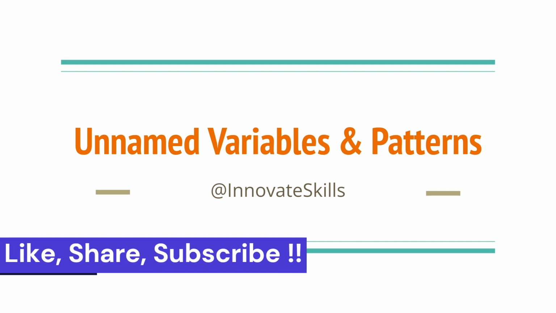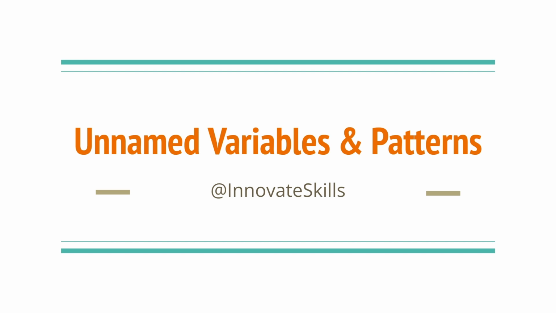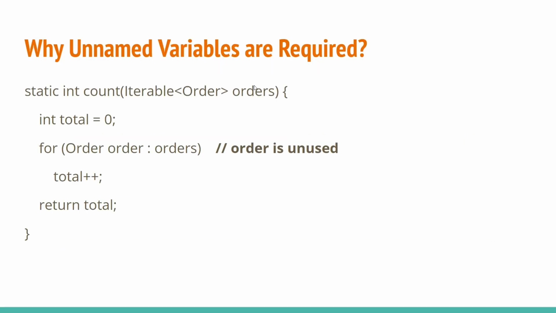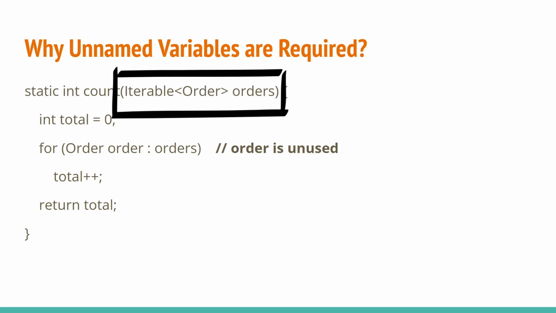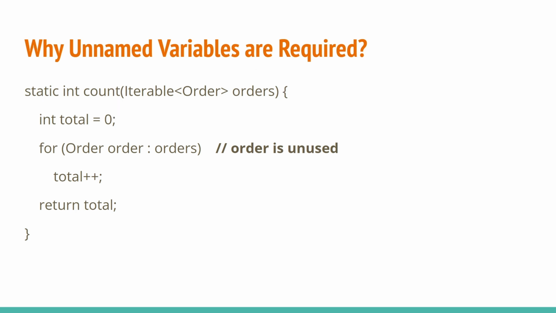Today we are going to look at unnamed variables and patterns in Java. So look at this code. It's a simple Java function which takes parameter orders. This order is our class or record type, which is iterable. Let's assume that this is an array list.